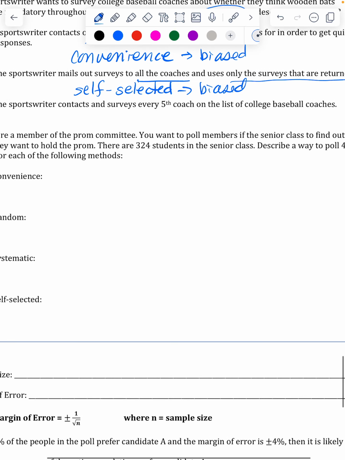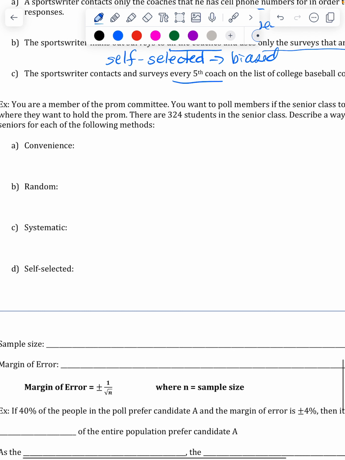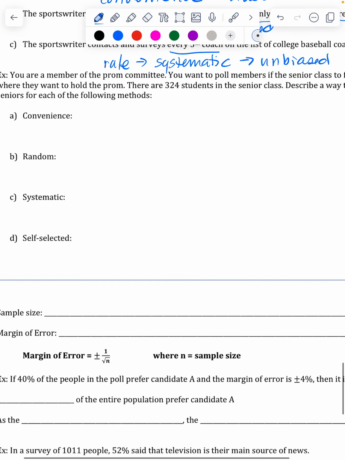The sports writer contacts and surveys every fifth coach on the list of college baseball coaches. Well, that has a rule to it. So that's going to be systematic. And by being systematic, that will be far less biased. So it's going to be more of an unbiased sampling simply because it's a method. It's not going to select people that have the same feelings or thoughts.